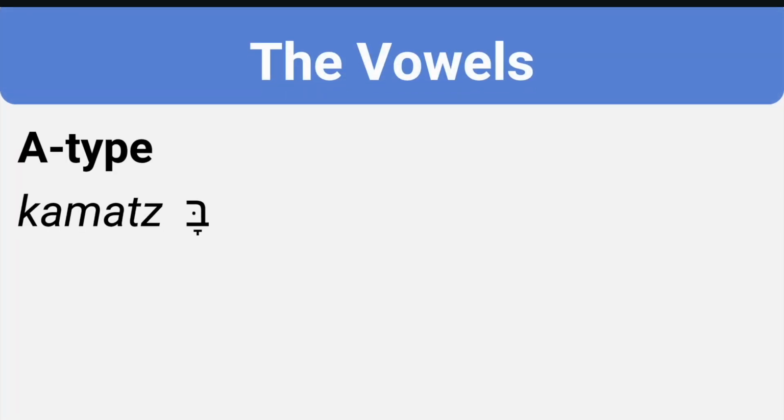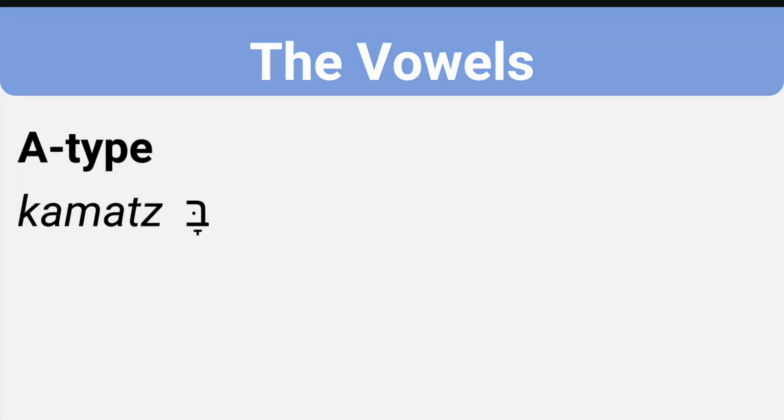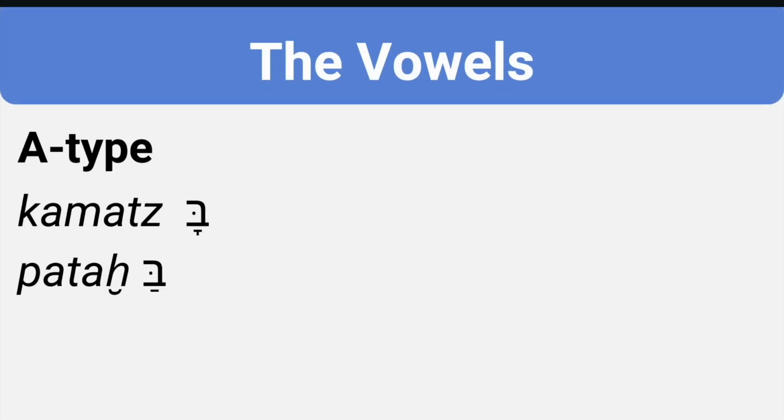First is kamats, which is the long A-type vowel. Then we have patach, which is the short A-type vowel.